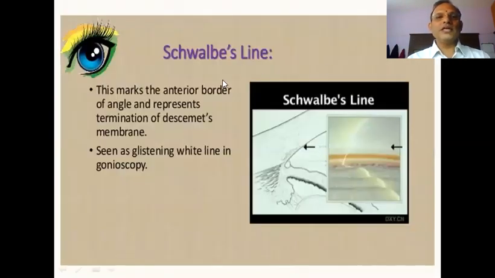Now, as we have seen earlier, this marks the anterior border of the angle and represents the termination of the Descemet's membrane. This is Schwalbe's line. This is seen as a glistening white line in gonioscopy. Here you can see the glistening white line, where the three-dimensional parallelepiped seen in gonioscopy is converted into a two-dimensional structure. This termination is the termination of Descemet's membrane, and there is the beginning of the Schwalbe's line.